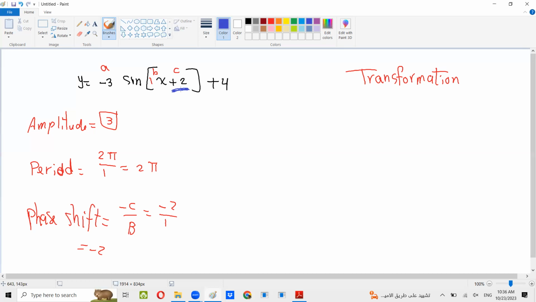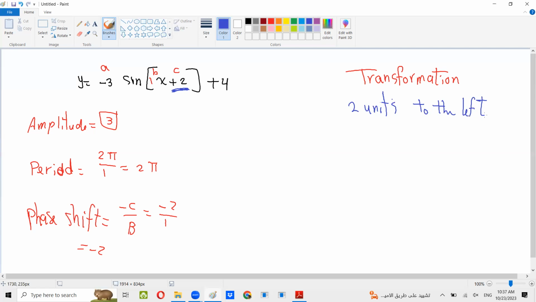So I can say 2 units to where? To the left. Inside the bracket, reverse the motion. It's responsible for left and right, but reversed. If I have plus, take it to the left. Be careful, because it's confusing. If I have minus, it will take me to the right. So it's 2 units to the left.